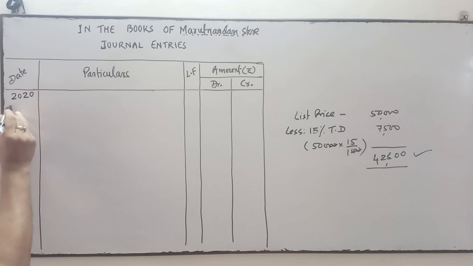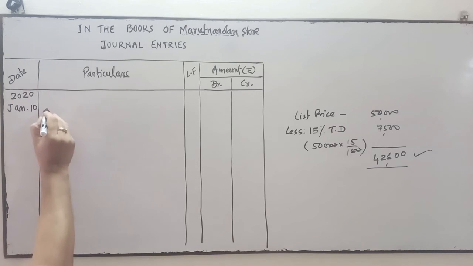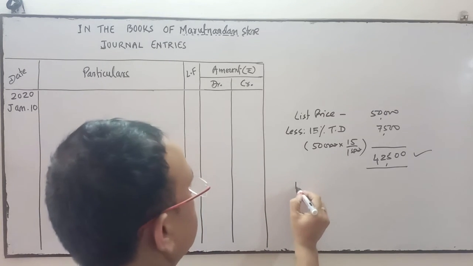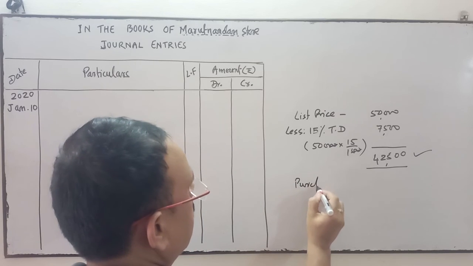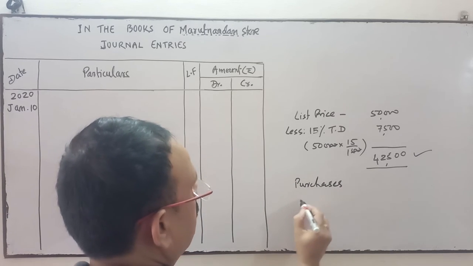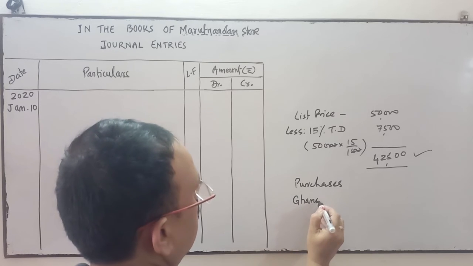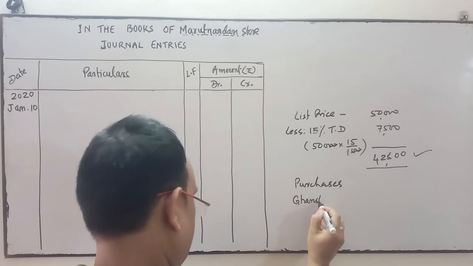So we will write the year first, 2020. Thereafter we write the month, it is January, and date is 10. So on this date, purchased goods from Ghanshyam. So we will open the purchase account and we will open the Ghanshyam account.